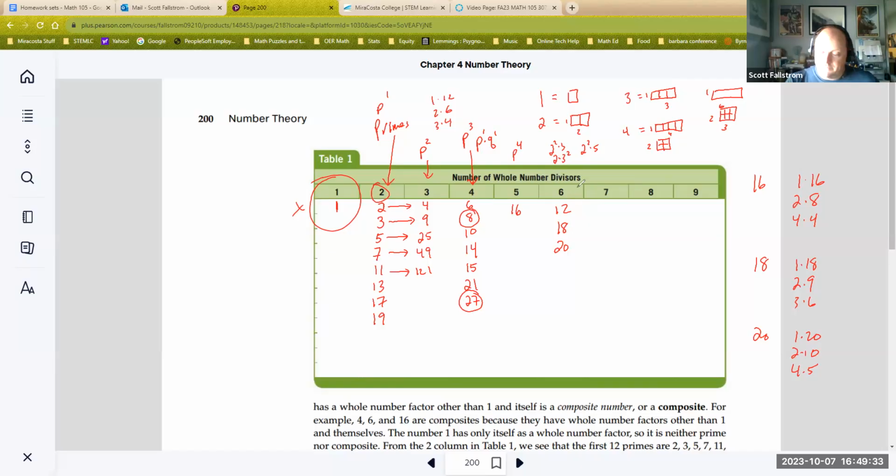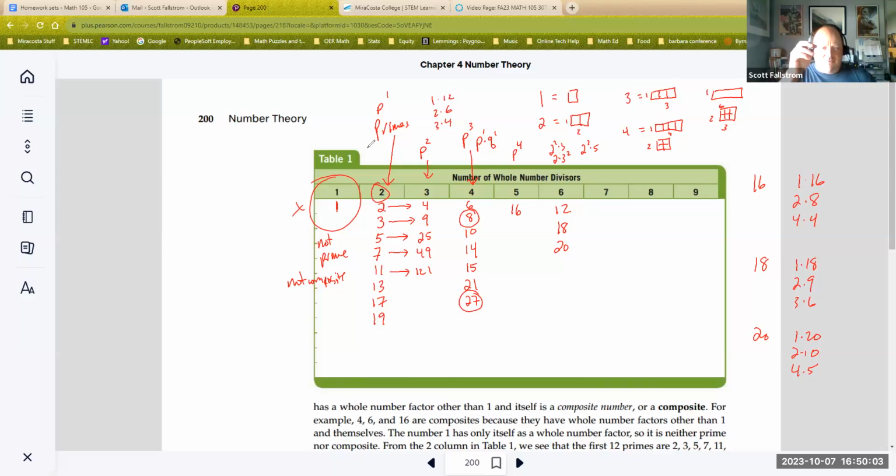Interesting. Okay. So what we actually have in this table then is the number 1 is extremely special. The number 1 is not prime. If it was prime, it would be in the column with all the primes. It's not. So 1 is not prime. It's also not composite, because in order to be composite, you have to be able to be factored into primes.